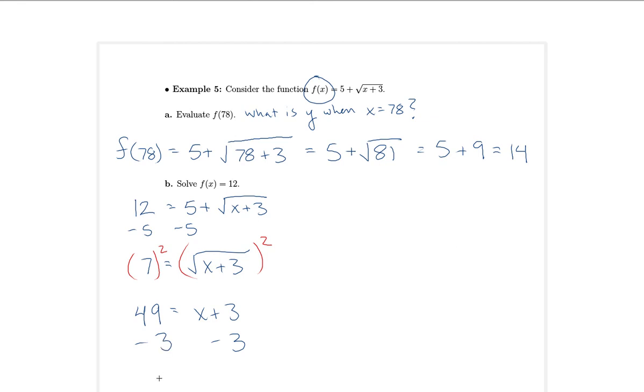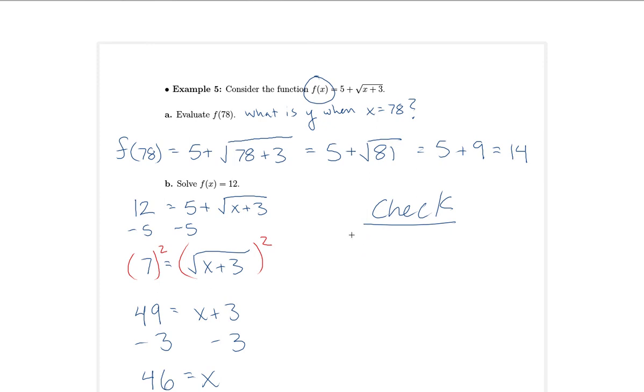So we subtract 3 from both sides. So 46 is equal to x. Now what you should always do, and this is just good practice generally, but especially with square root equations, is go back and check to make sure that the solution you got actually works.